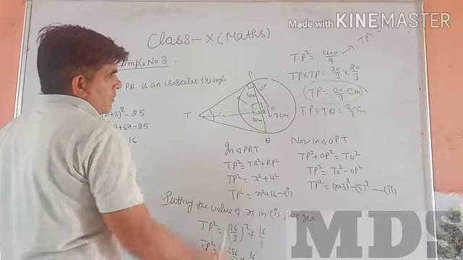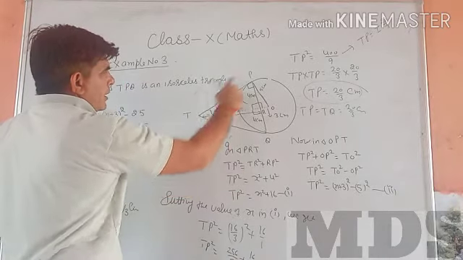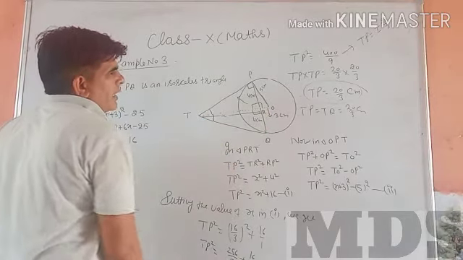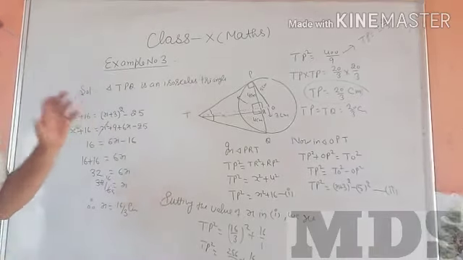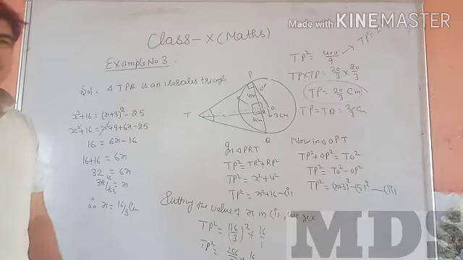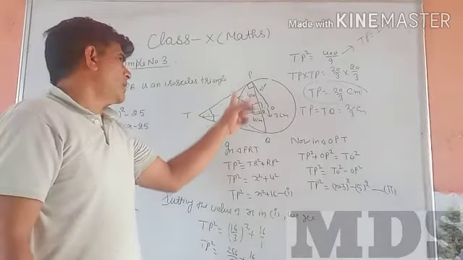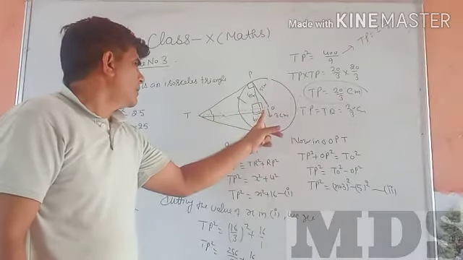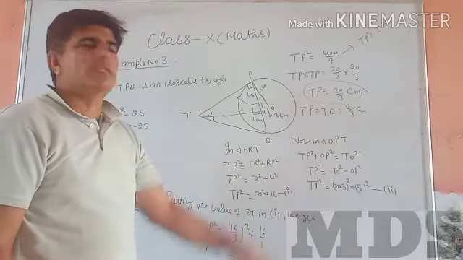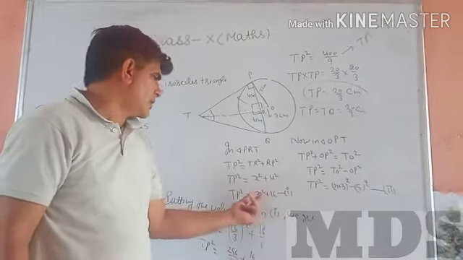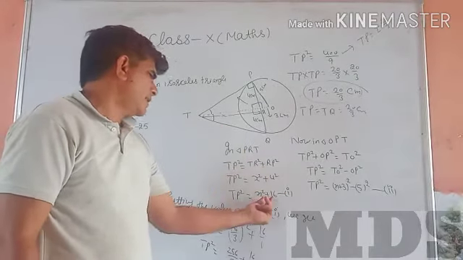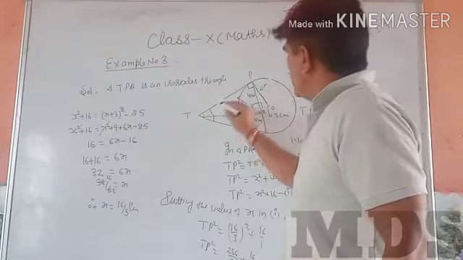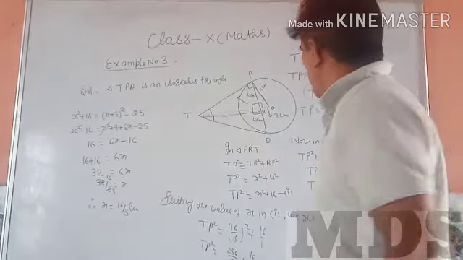After that, one time you can take triangle TPR. This is a right angle triangle. Here the right angle is at R. So opposite to R is what? Hypotenuse. So TP square equals TR square plus PR square. What's the value of TR? x. So x square plus 16.